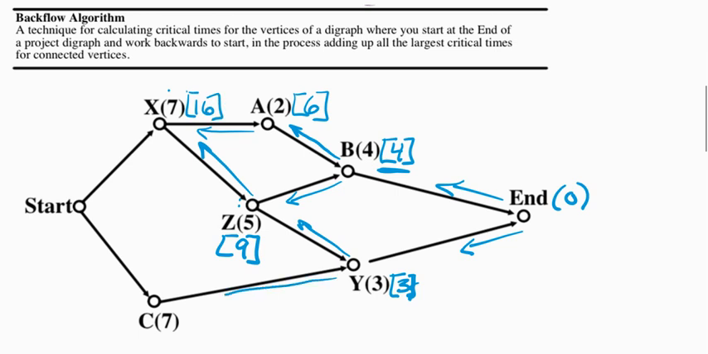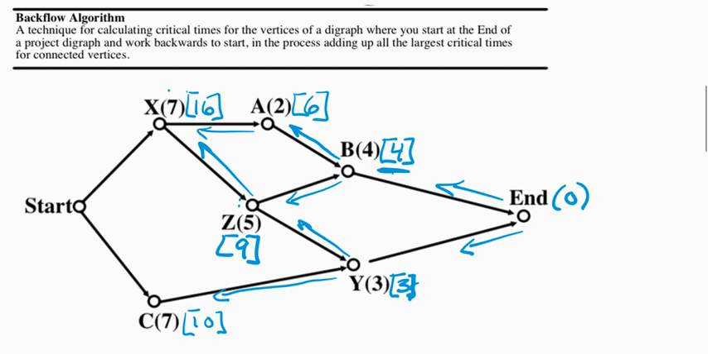And C has a critical time of 10. So we work backwards from the end. Whenever there's more than one vertex that goes backwards into another vertex, we take the ones with the larger critical times and feed them back. We take the larger because the one that has the most processing time is going to cause our delays. So we're always interested in adding the largest numbers as we work backwards.